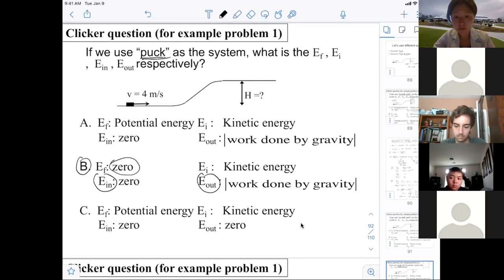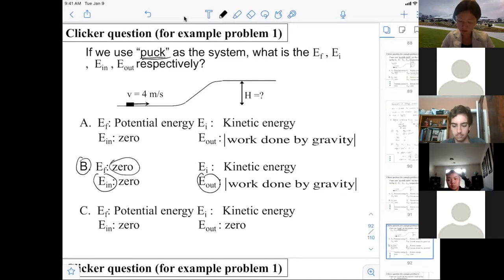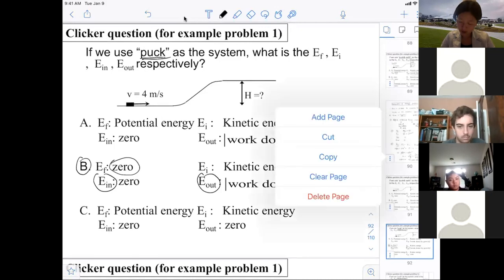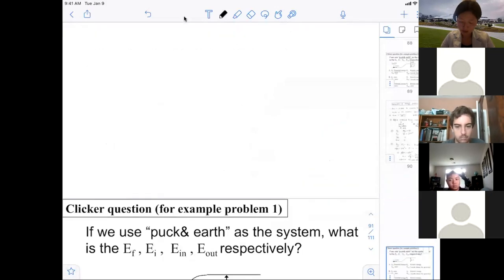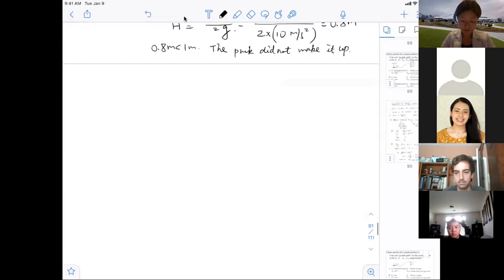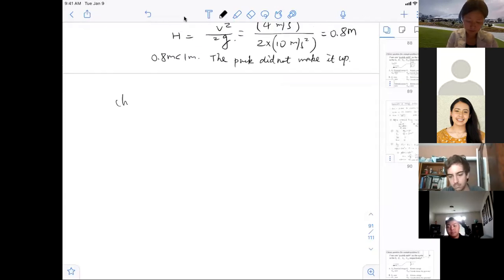Good job. Now let's see if we really do get the same answer as before. Professor, sorry, I was confused. Why would the input be 0? Okay, so let's talk about why work done by gravity is an output.